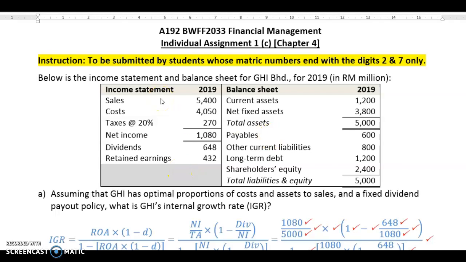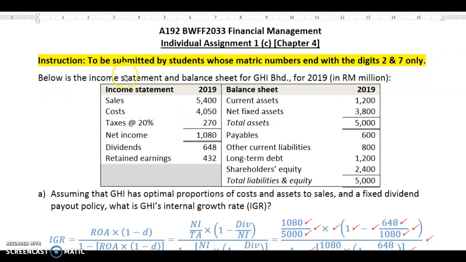Alright, greetings. We will discuss in this short video the individual assignment 1C. This is a question from chapter 4. This assignment was supposed to be done by students whose metric numbers end with digits 2 and 7.